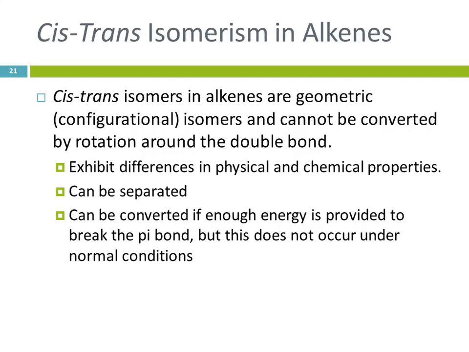These are geometric isomers because they cannot be converted just by rotation around the double bond. They can be separated, they can be isolated. If you have a mixture of the two, you can separate them based on their physical and chemical properties. You can convert trans to cis or cis to trans, but you have to have enough energy to break the pi bond. It doesn't just happen under normal conditions.